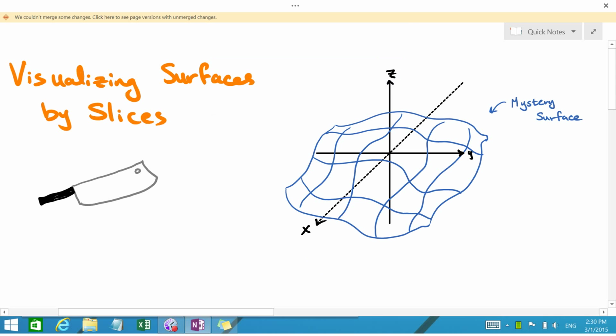Okay, this is going to be the first video. We're going to talk about visualizing surfaces in 3D space. So these are given by equations relating x, y, and z. And the way to do this in general is to take this 3D problem and try and chop it up into a series of 2D problems. So literally, we're going to chop it.